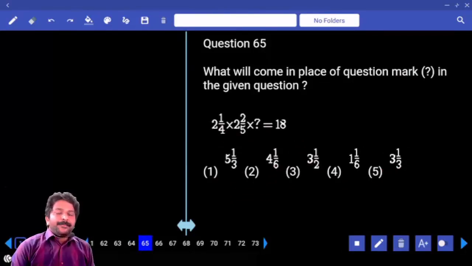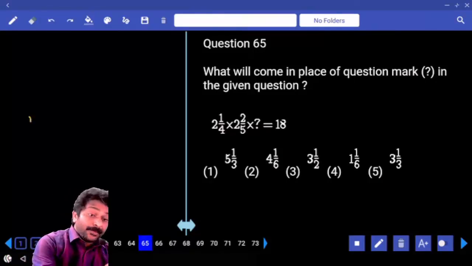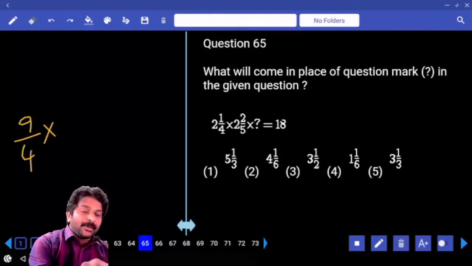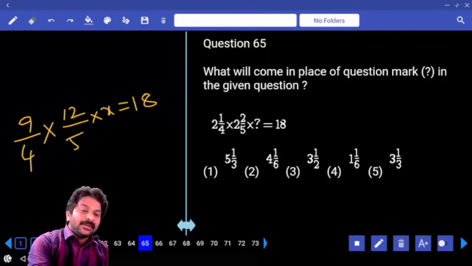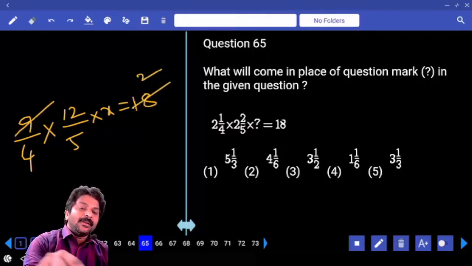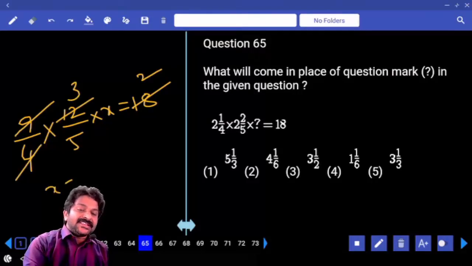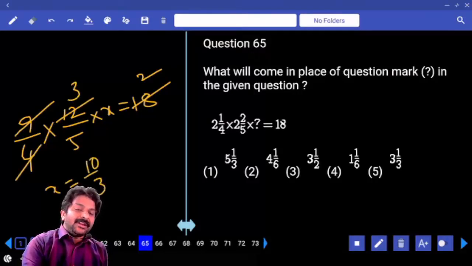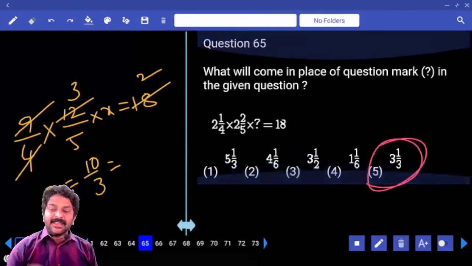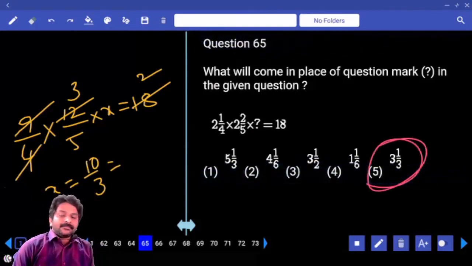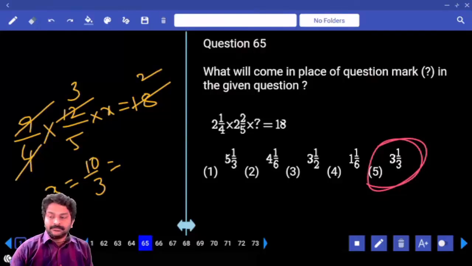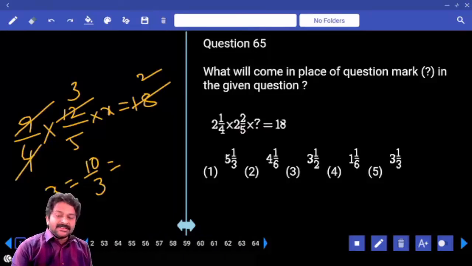Next, mixed fraction 2 1 by 4. Convert into improper: 9 by 4, into 2 2 by 5, which is 12 by 5, into x is equal to 9. How many times? 4 how many times? 3 times. So x is equal to 10 by 3 only, which is equal to 3 1 by 3. Yes. Over. So right, next.